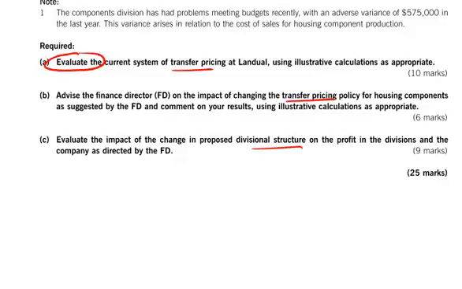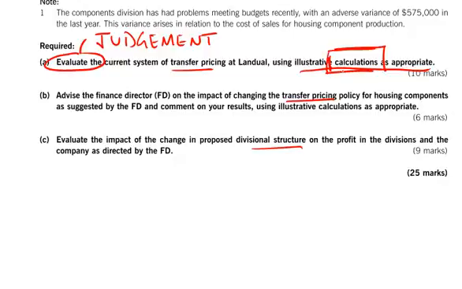Let's concentrate on requirement A, and it uses the word evaluate. Whenever you see the word evaluate, you should always be thinking that there's some sort of judgment involved. You should expect that there may be some good aspects and some bad aspects about the transfer price. We also see illustrative calculations as appropriate. That's always slightly unpleasant. It's left up to you to decide what calculations may be appropriate. But something is certain, you have to do some sort of calculations if you're going to get anywhere near the 10 marks. That's wanting us to evaluate the transfer pricing of Landau.